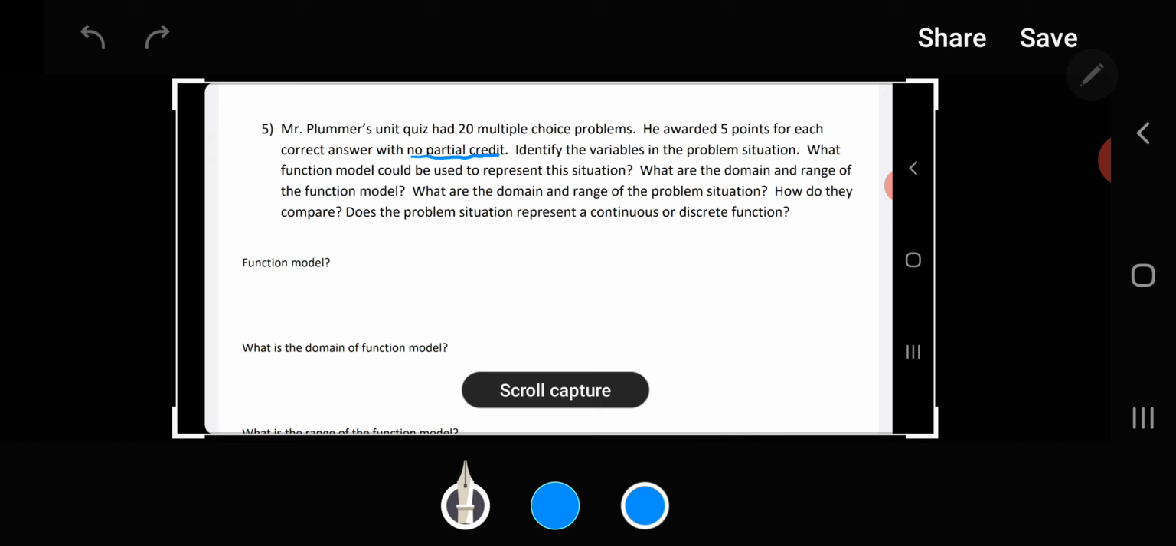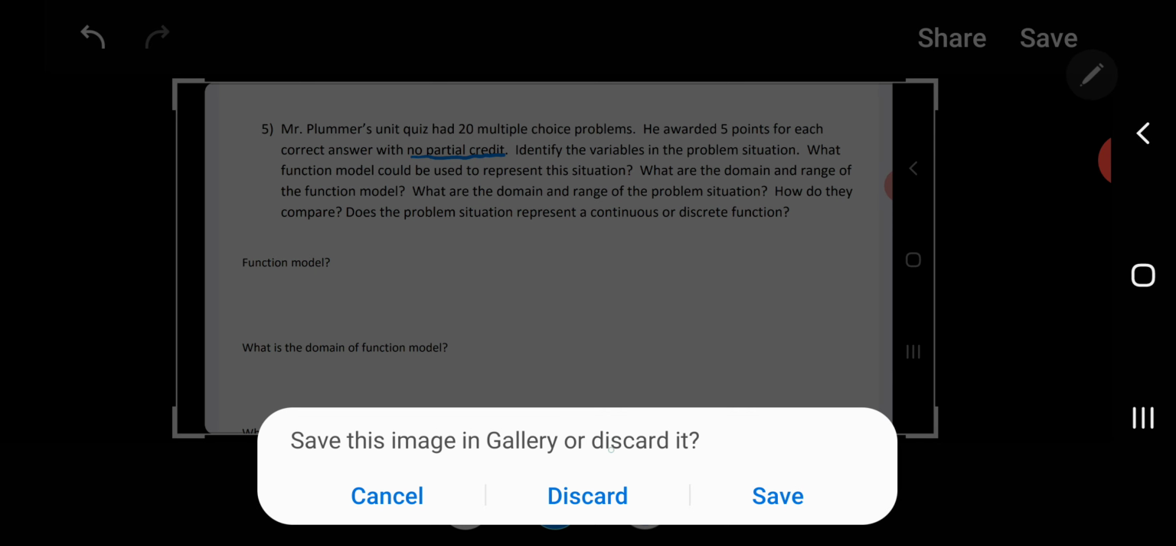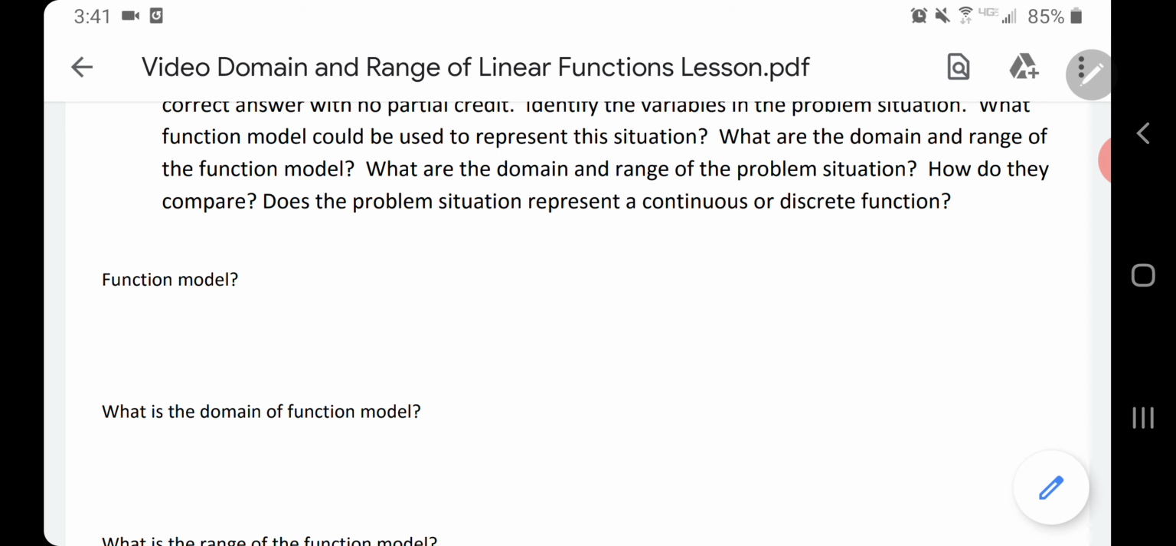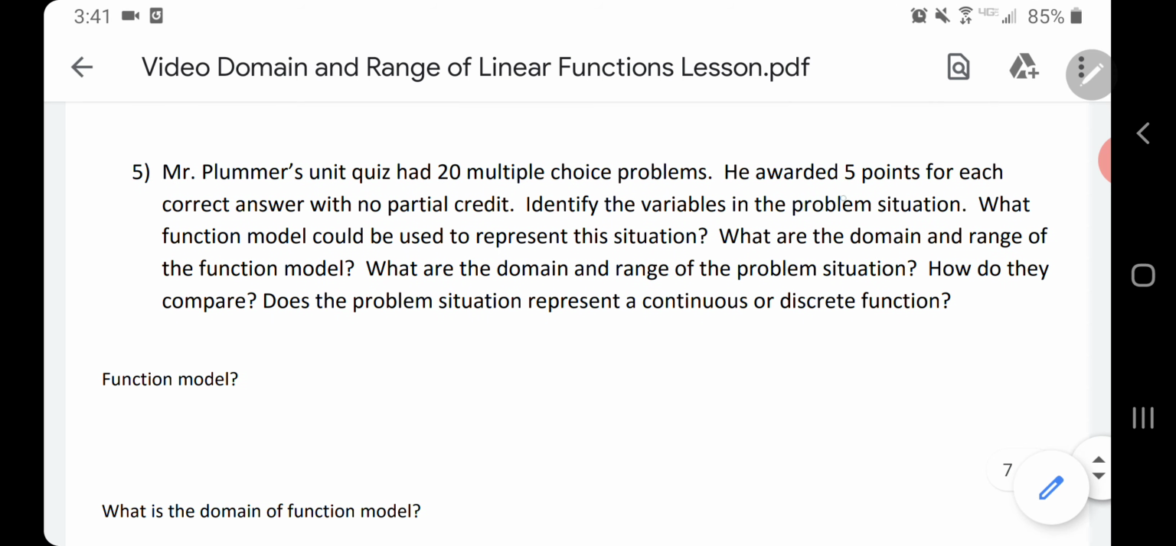No partial credit. Just highlighting that real quick. It says identify the variables in the problem situation. What function model could be used to represent this situation? What are the domain and range of the function model? What are the domain and range of the problem situation? How do they compare? Does the problem situation represent a continuous or discrete function?